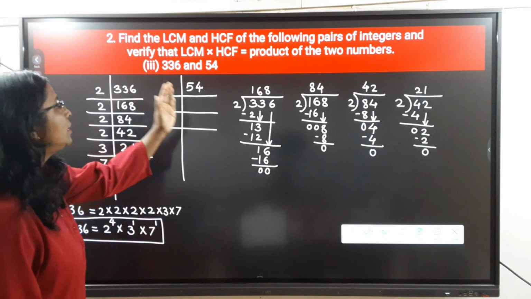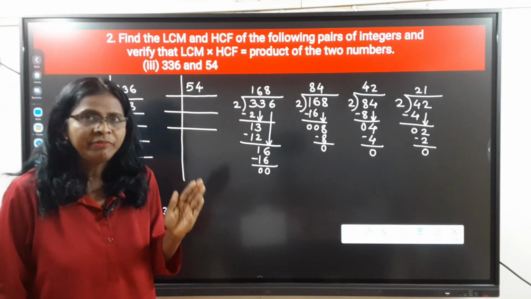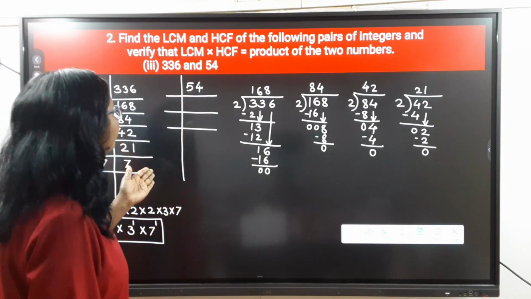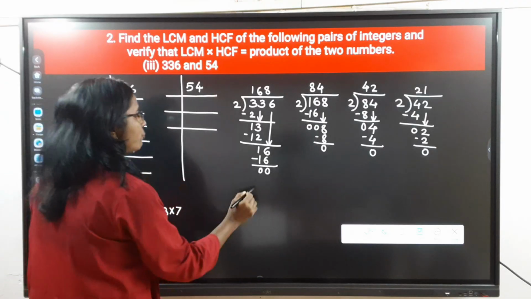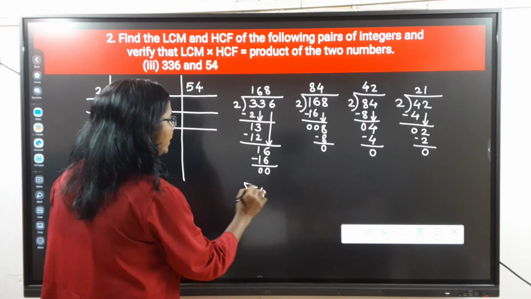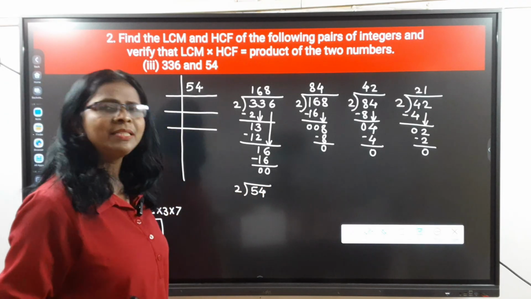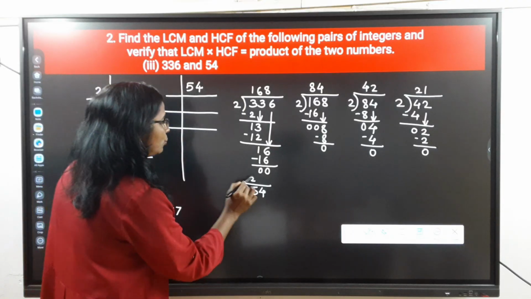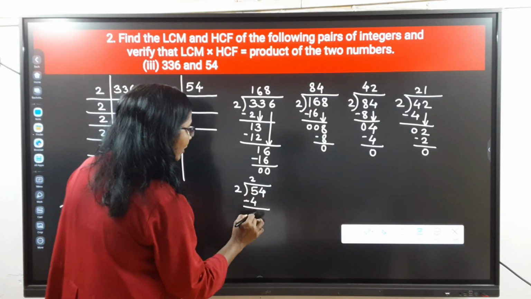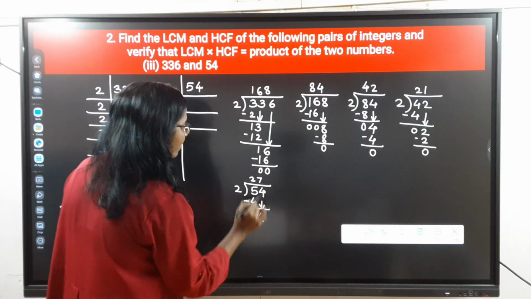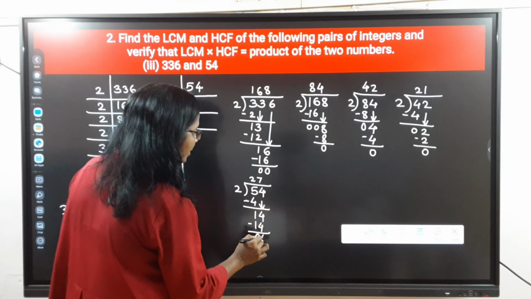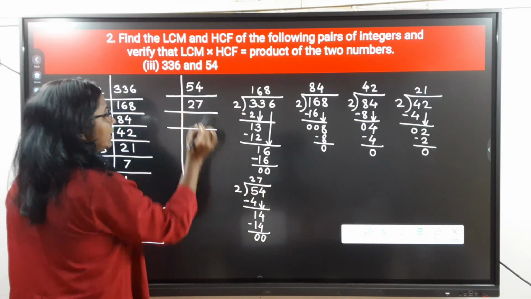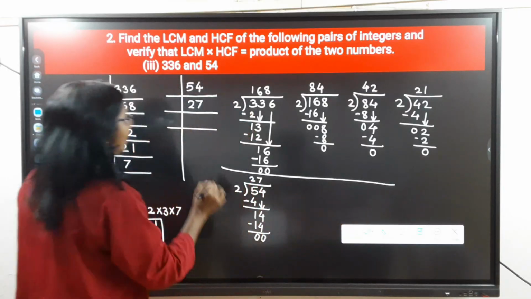So now the turn is for 54, first we factorize 54. Now 54, at the unit place there is a 4. So 54 is divisible by 2. So here 2 2s are 4, then 1, then 14, 2 7s are 14, then here students 27. So I write 27 here. Okay students, then 2.